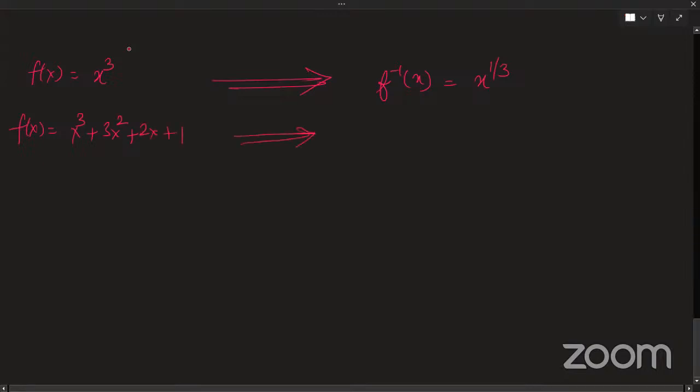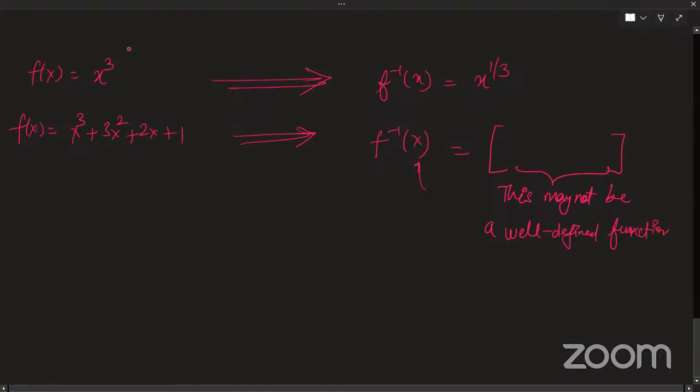If I have something like this and I am asking you f inverse of x of some value, so this thing may not entirely be a function. This may not be a well-defined function. It is possible.